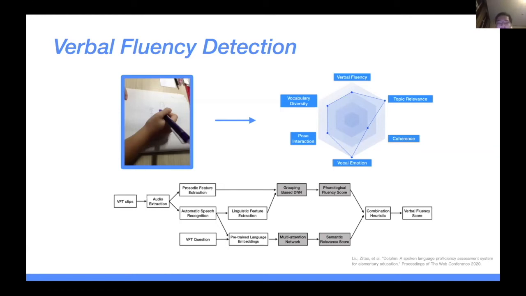As shown at the bottom of the figure, we also proposed a semantic relevance scorer to identify whether a student is talking about irrelevant topics, which uses a cross-multiple attention mechanism to extract the semantic relation between answers and questions, and then predicts a relevant score. Both offline and online experiments demonstrate the effectiveness of our approaches.